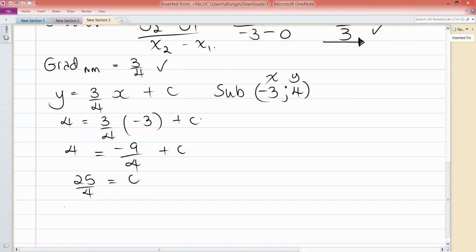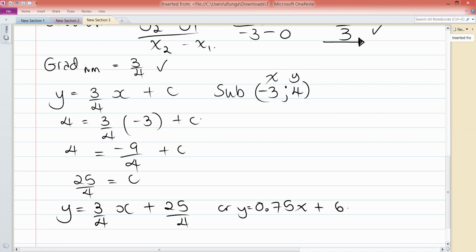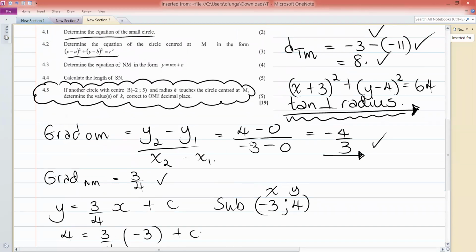I got the same. Same. Okay, so your equation is therefore y = 3/4 x plus 25/4. Some people also like to write it as 0.75x plus 6.25. Okay, either, it doesn't matter. Okay, all right. Now, let's see, what's the next question?